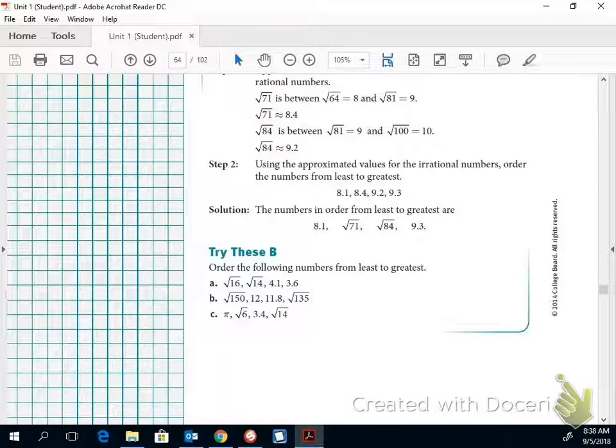Careful with that pi there. It's on C. Careful with pi. I'm going to give you 3 minutes.